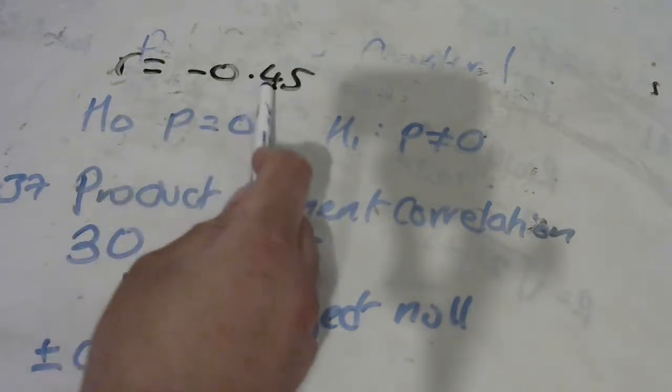So here you've got plus or minus 0.361. Why is it plus or minus? Because it's a two-tailed test. If it wasn't, you'd pick whichever way it was, positive or negative. This is negative 0.45. The smallest this can be is negative 0.3061. This one is further away from 0 than that one, therefore we reject the null hypothesis. It's a more extreme value.